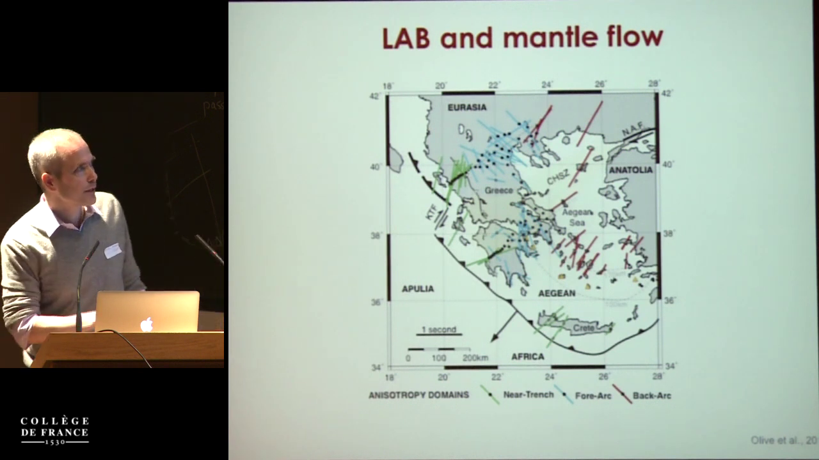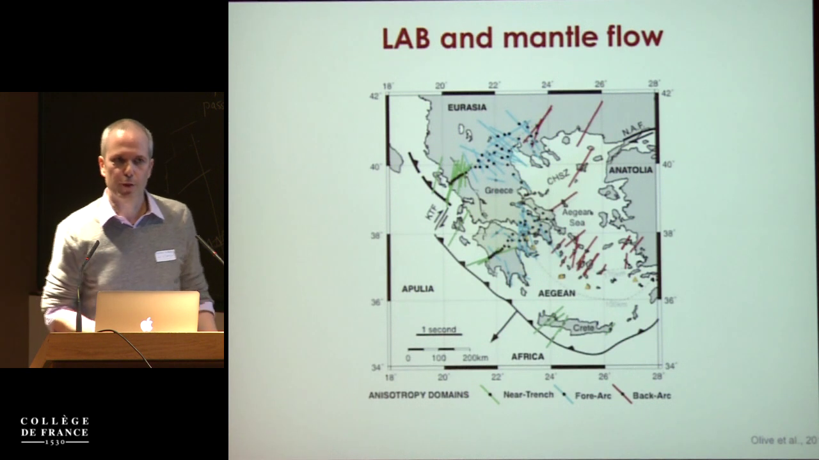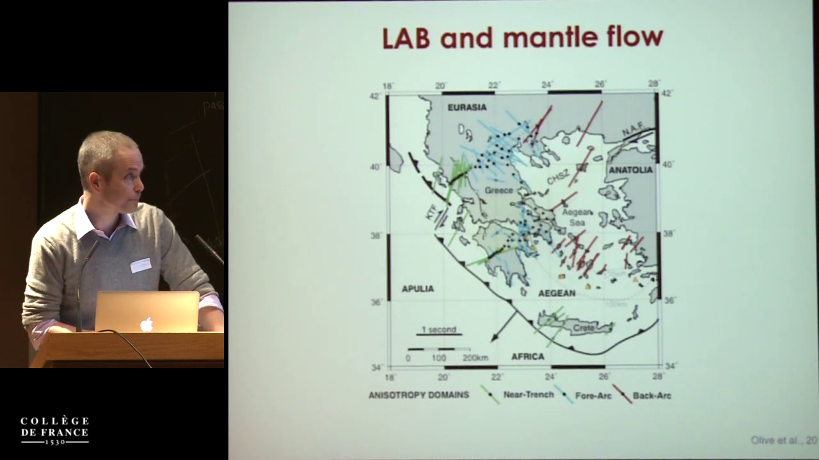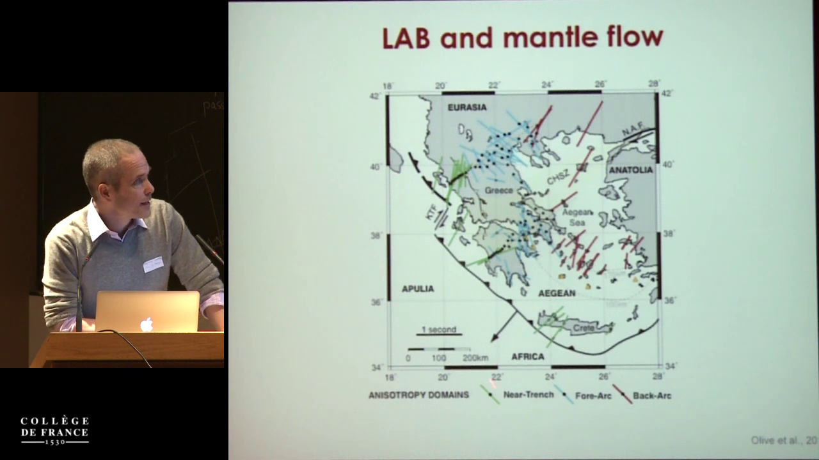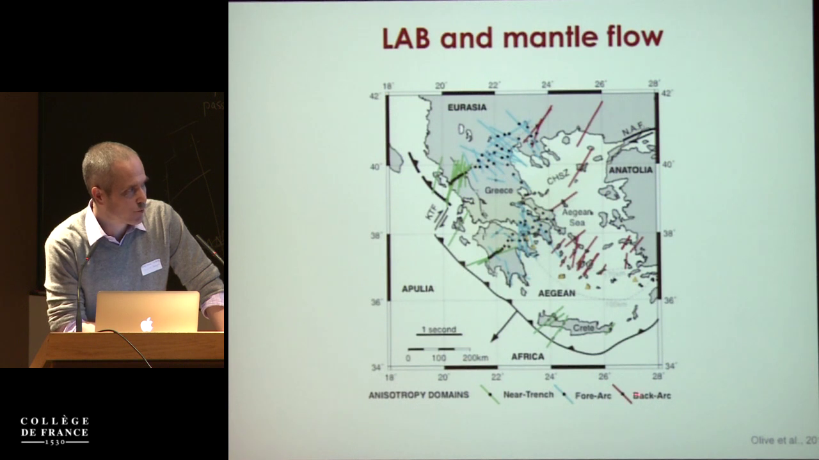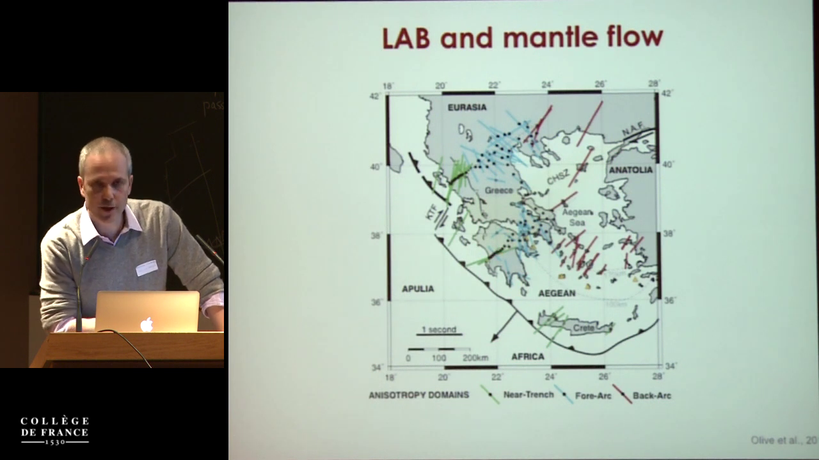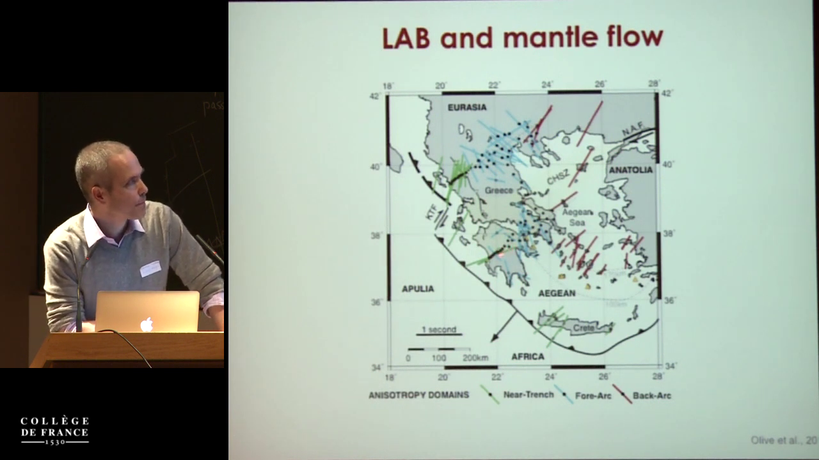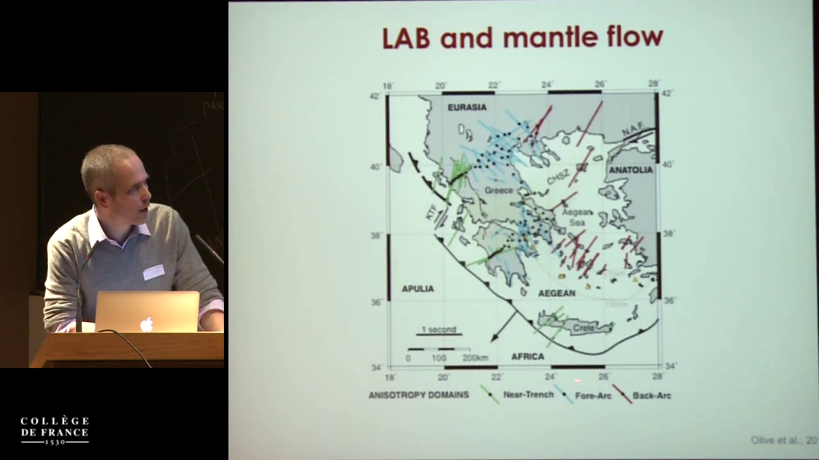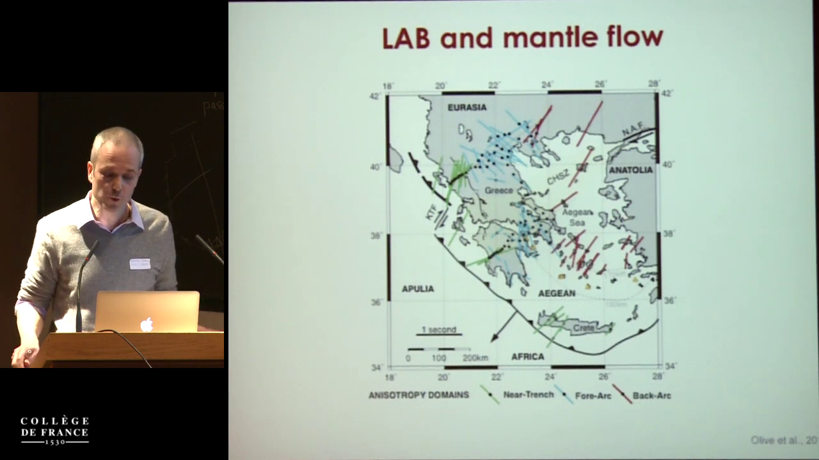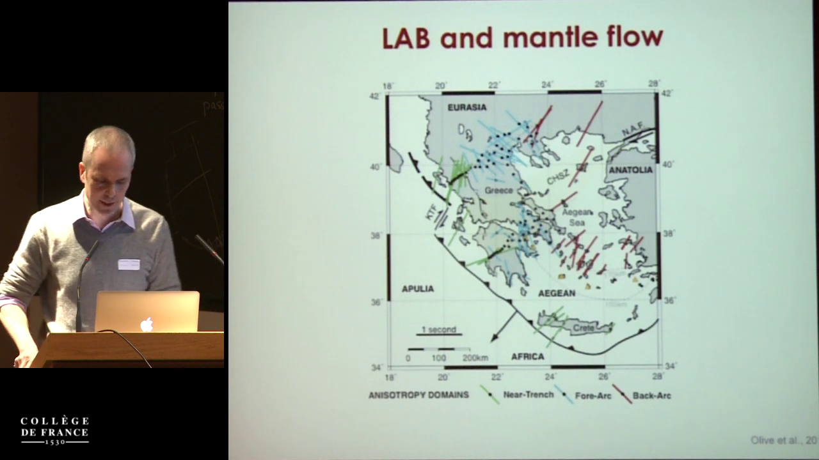But when we look at the Hellenic subduction zone, we actually find three different domains of splitting. We refer to them here in green as the near trench domain, in blue as the forearc domain, and in red as the back arc domain. When you're very close to the trench, you have the near trench domain, and you see dominantly trench perpendicular anisotropy. Then it rapidly changes to the forearc domain, which is trench parallel, and then in the back arc, you switch back to trench perpendicular. So we see three different domains with two different types of anisotropy.